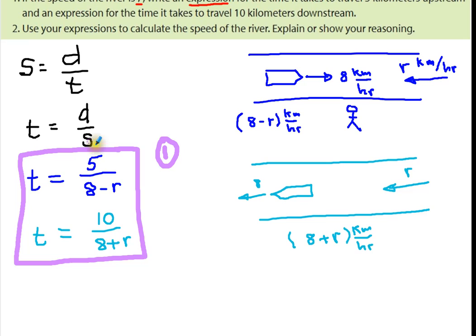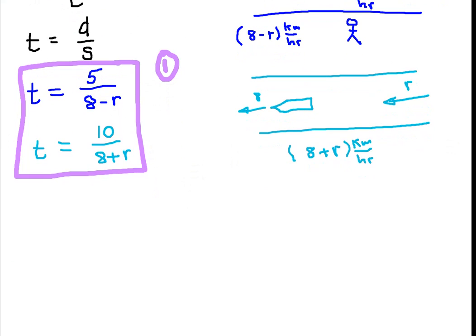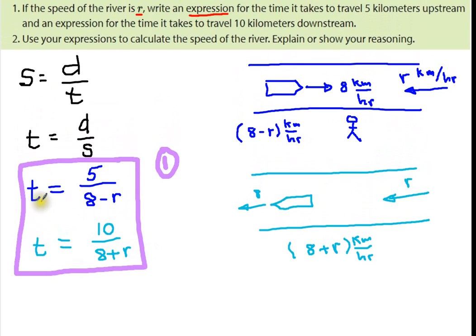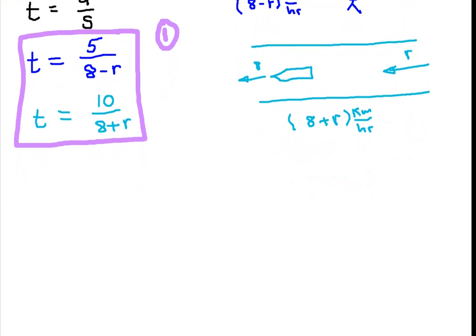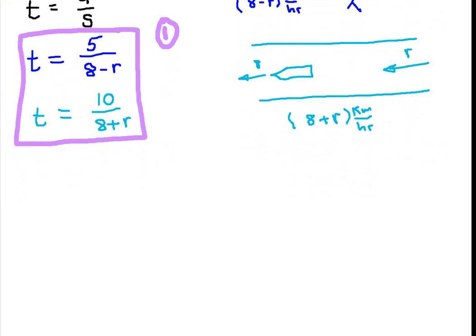So then it asks us to use our expressions to calculate the speed of the river. Well, the time it takes is the same in both cases, so I can set these two things equal. So I have that 5 over 8 minus r is equal to 10 over 8 plus r.